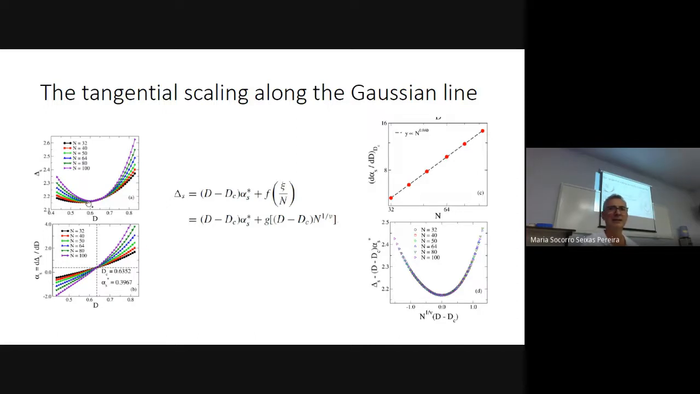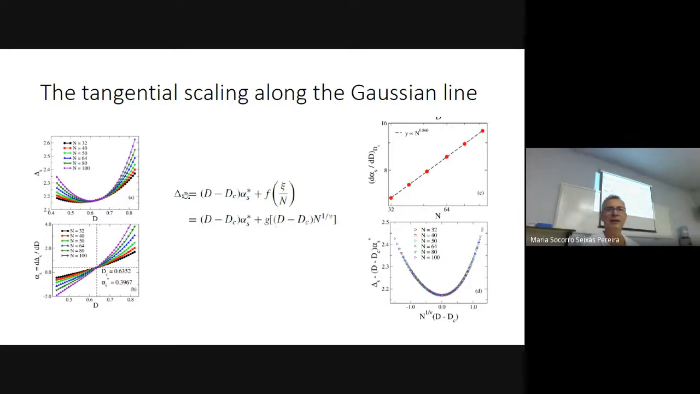So as the slope is not singular, we have to split the slope from the gap curves, and the remainder of the curve is what follows the scaling hypothesis. So this remainder has to scale as a power law of the system size when you measure it as a function of the distance to the critical point.